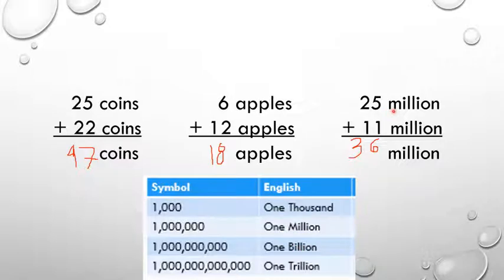If you use the billion, 25 billion plus 11 billion will be 36 billion. So if you encounter numbers that have zeros only, and you remember that they are in the thousands, the millions, or the billions places, you can just add them simply like this. Just copy the names.